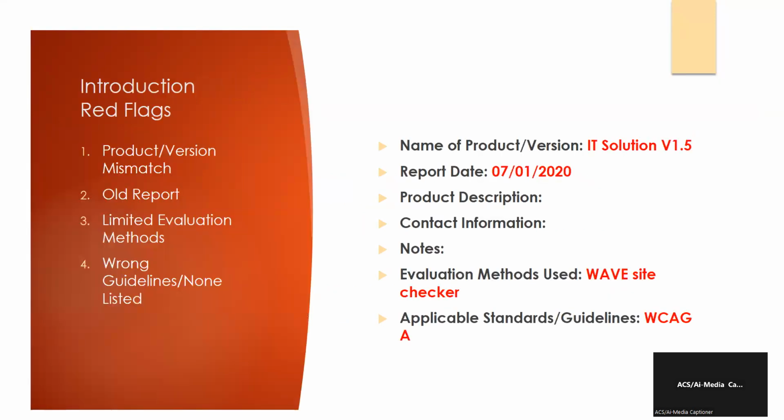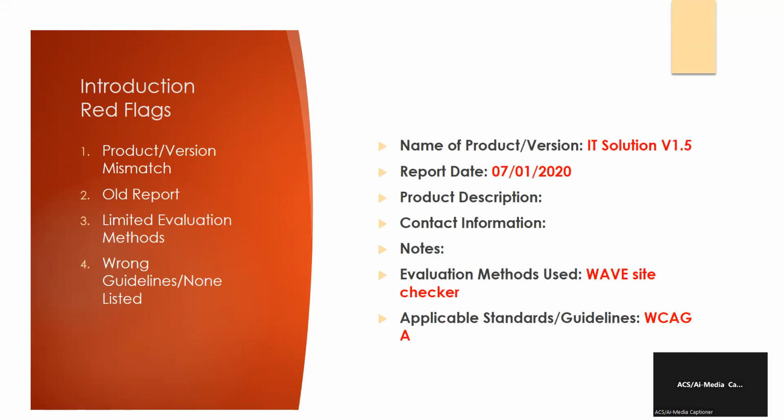Now, some red flags to look for with the introduction. As I've mentioned, if there is a mismatch with product and version. So for example, we have a name of a product, IT solution, version 1.5, but let's say we're purchasing 1.7. That's something we need to concern ourselves with. What are the changes between 1.5 and 1.7? Or how expansive are they? 1.5 to 1.7 indicates just two incremental steps, so there might not be as many changes, but it's still something that we need to ask about, saying, hey, what has changed between the two reports?